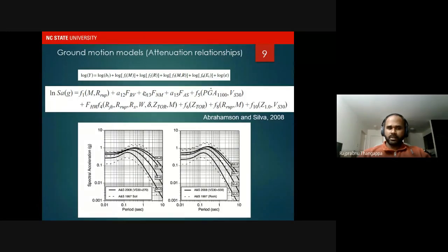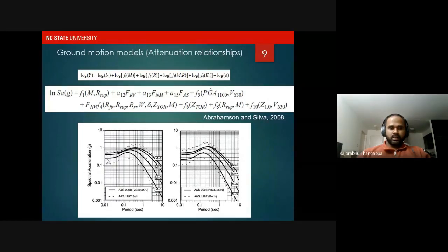finding these constants, which are period dependent. These studies have been performed in large numbers, and there have been several reported studies of these ground motion models, and one of them is from Abrahamson and Silva from 2008. So these constants, as you see here, A1, A12, A13, are period dependent. So when you want to calculate the response spectrum of a particular site, you can use these period-dependent constants to construct the response spectrum for different magnitudes.